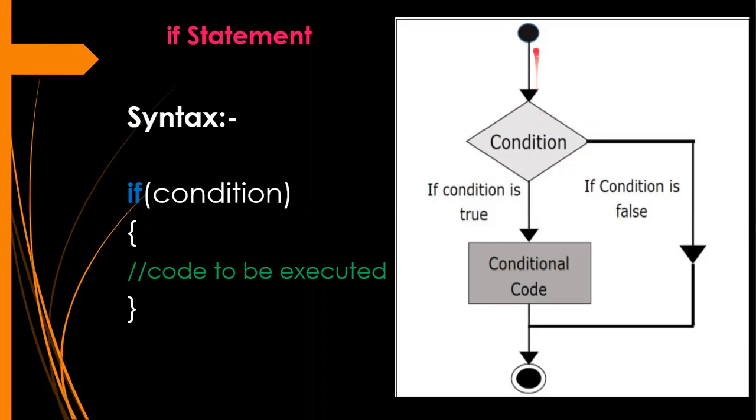Let's go to the flowchart here. This is my starting point. Here it will check the expression. If the expression is true, it will execute this particular code. If the expression is false, it directly comes out of the condition and terminates here. It will not enter any body, because we have only one single body for the if statement. If it is true, it will enter there and execute. If it is false, it will not enter any body. Directly it will terminate here.